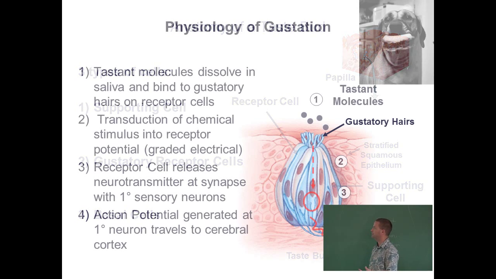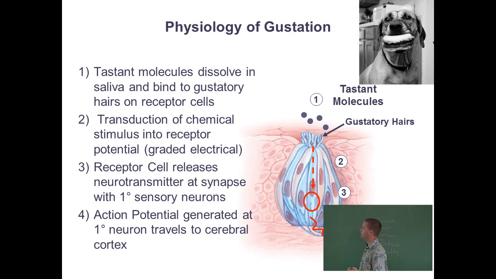Now, if we look at the physiology of gustation, we say that our dog has just gotten a hold of this hamburger here, and he's going to chew up the hamburger through mastication. Those molecules will get dissolved in the saliva, and they'll bind to our gustatory hairs on our receptor cells. The receptor cells will then transduce that stimulus into a graded potential, and it will then release neurotransmitters which will connect with our afferent sensory neurons, our primary sensory neurons here. And those primary sensory neurons will be the cells that form the action potential and send that information to the central nervous system, where it'll say, hamburger. Okay?